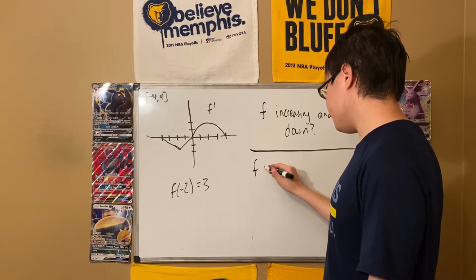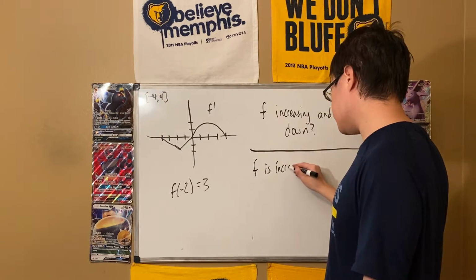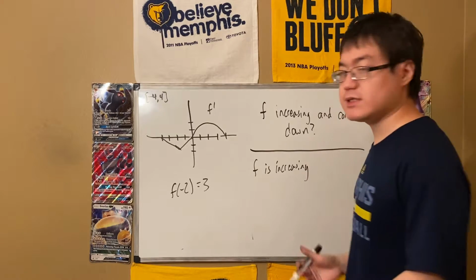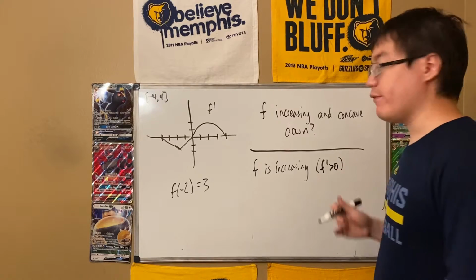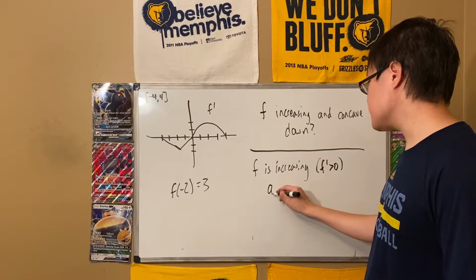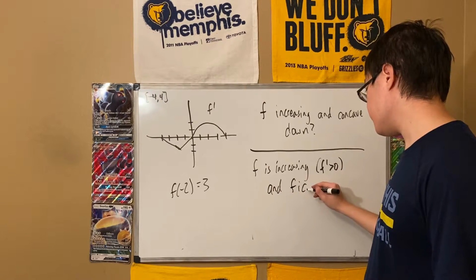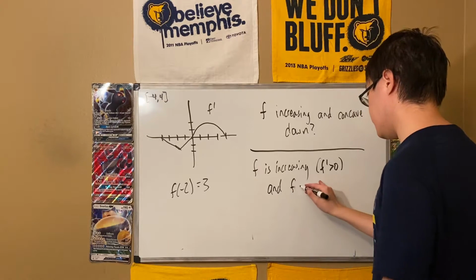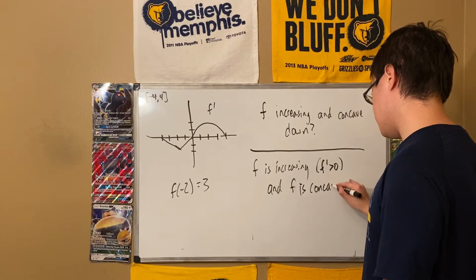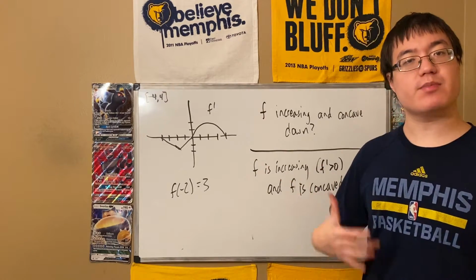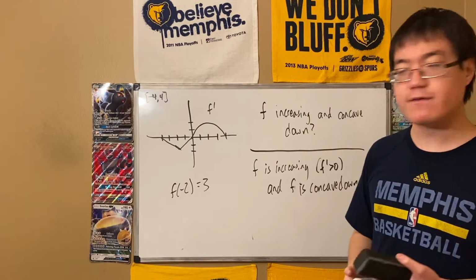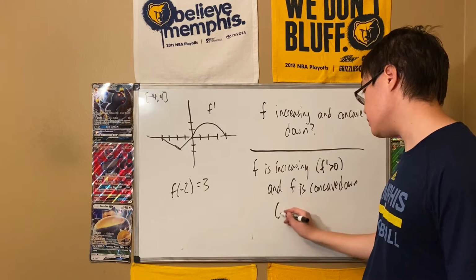So f is increasing. What is that rule? F is increasing when f prime is positive. And then what we're going to look for is where f is concave down, and we have a rule for that. F is concave down. And again, concave down could mean that f double prime is negative, but because we have an f prime graph, we're going to use instead f prime is decreasing.